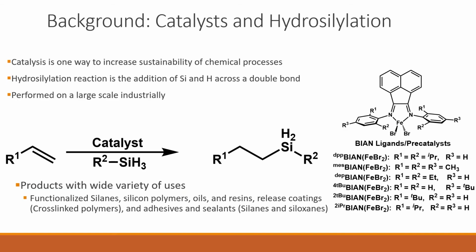Catalysis is used as one way to increase the sustainability of some of our chemical processes, and hydrosilylations in specific are the addition of a silicon and a hydrogen across a double bond. And so these products that are formed as a result of hydrosilylations have a lot of industrial uses, which I've shown below.